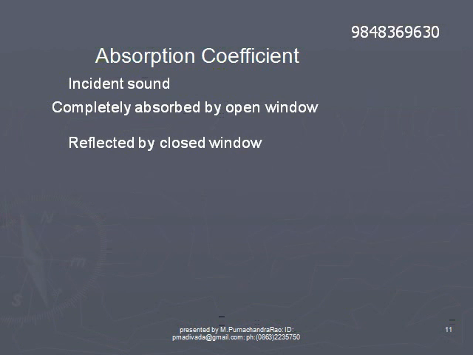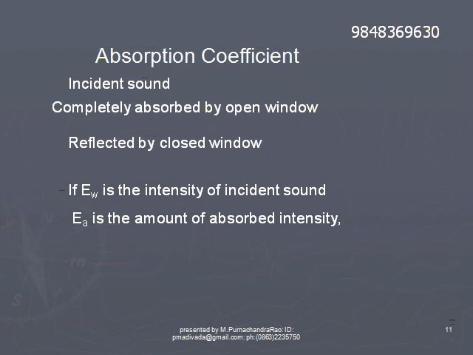When sound is incident on a window, if the window is open, the entire sound will pass through the window. If the window is closed, a part of the sound will be reflected. Then we say the open window absorbs the entire energy, whereas a closed window absorbs a part of the energy.